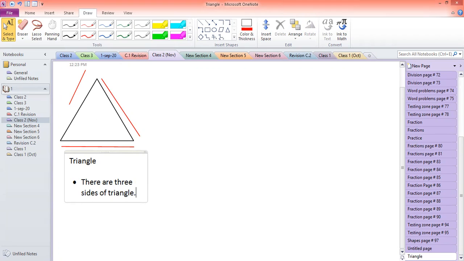Okay, and how many corners are there in a triangle, guys? How many corners are there in a triangle? 3. Very good. There are 3 corners. So you will write, sir, there are 3 corners or 3 vertices, I can say, in a triangle.